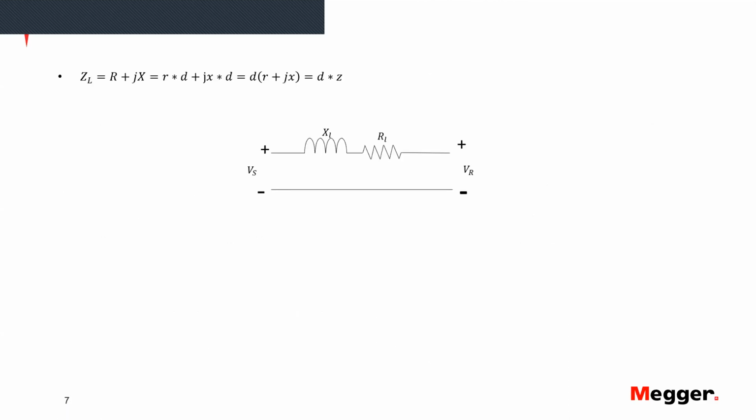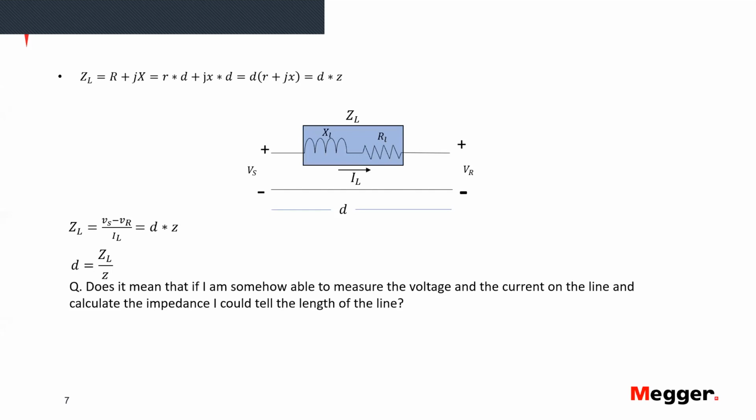So let's say that I have this equation that I have just defined there. I can say that if I know the impedance of a line, I can calculate its length, and the other way around. All I need to have is one in order to be able to determine the other. Now, does it mean that if I am somehow able to measure the voltage and the current that are circulating on the line at any given moment and calculate the impedance, I could tell the length of the line? Well, the answer to that question is not really.